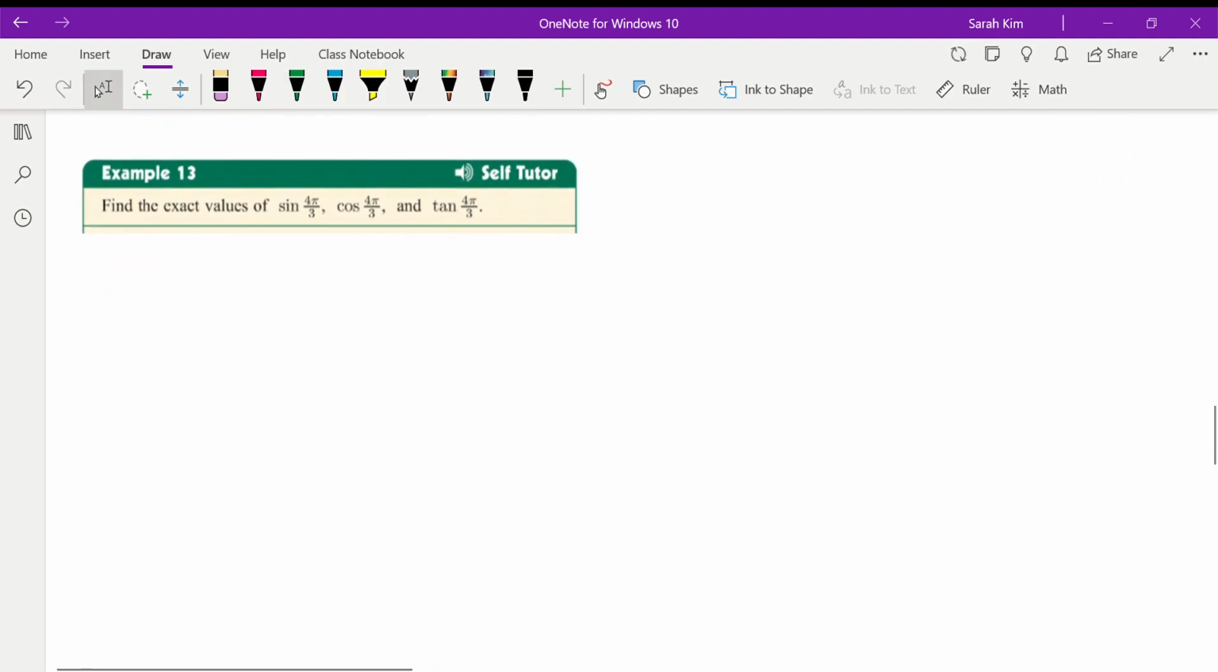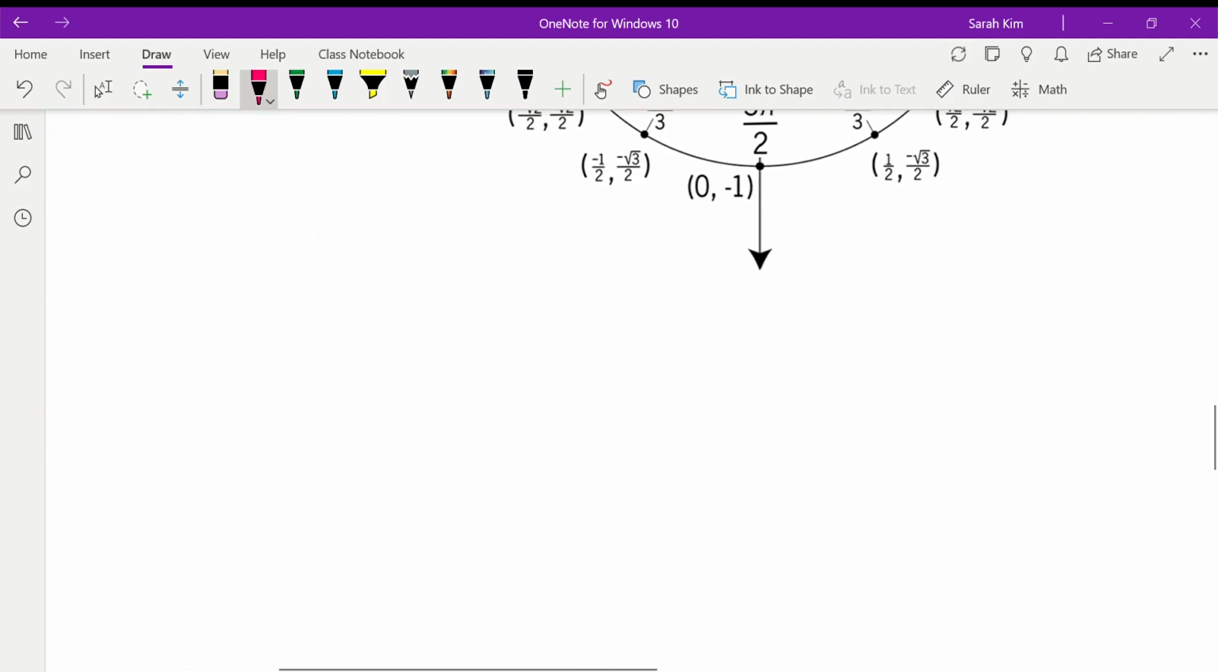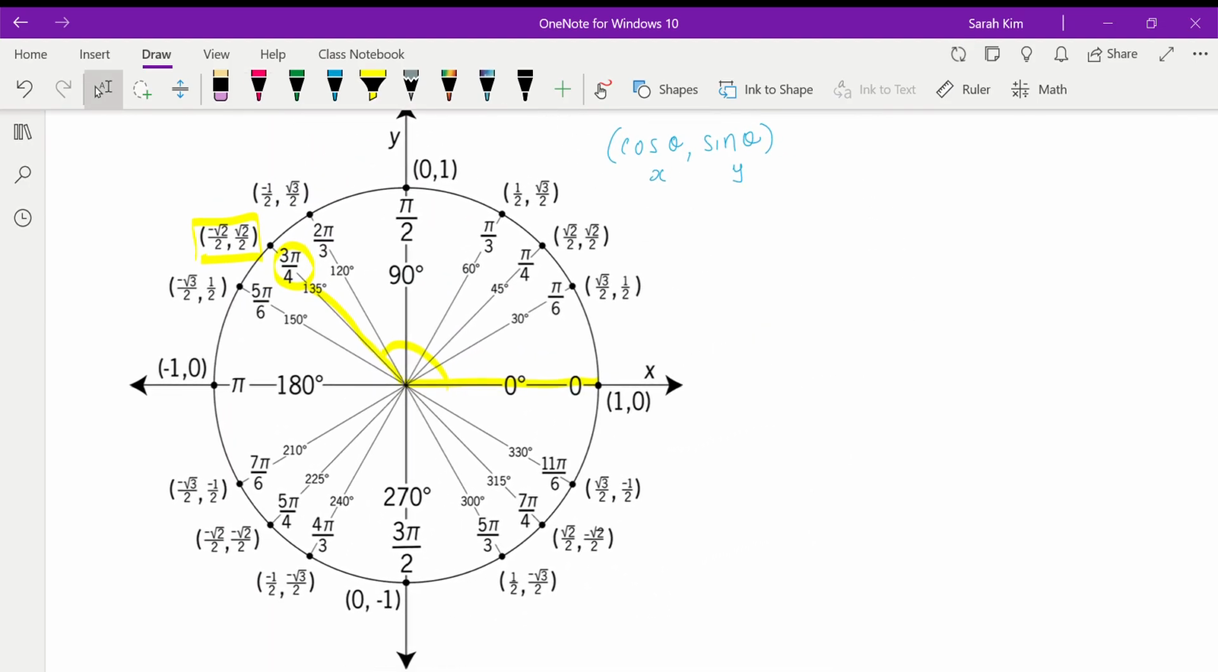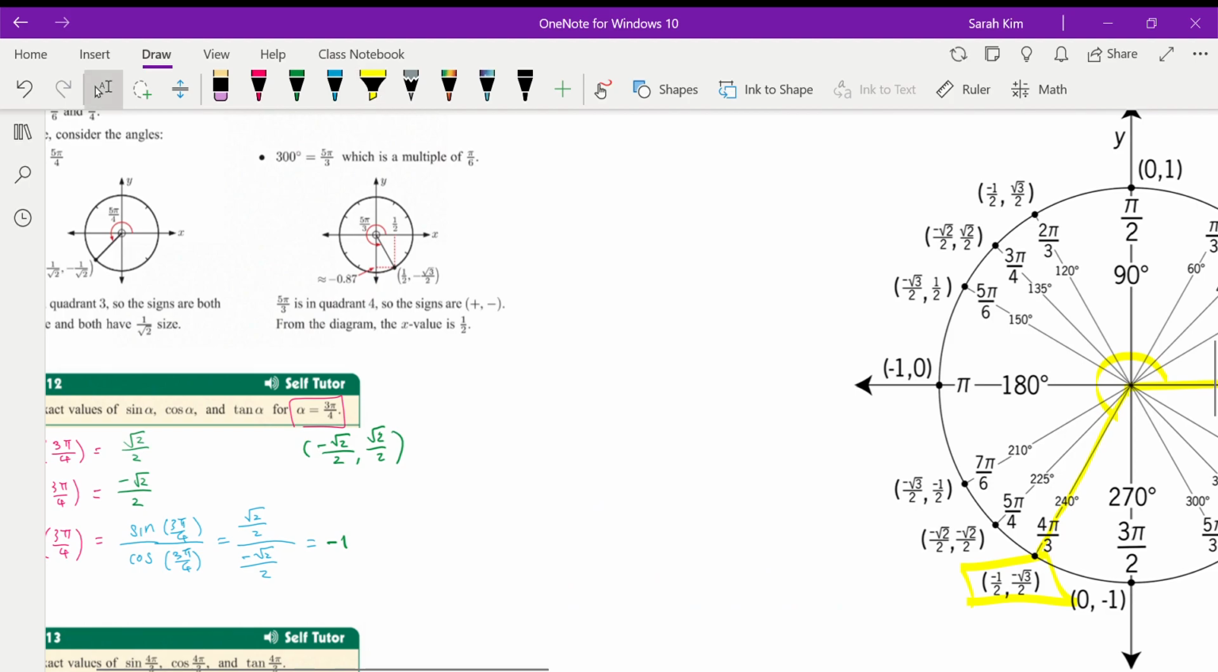Alright, let's find this one. So I need to find sine 4 pi over 3. I need to find cos 4 pi over 3. And tan 4 pi over 3. Okay, so I'm going to locate my 4 pi over 3 angle. I'm going to delete that little bit because I don't need it anymore. 4 pi over 3, I found it over here. So it's that angle. It's an obtuse angle, 240 degrees approximately. This is what I'm going to copy down so we can work with it.